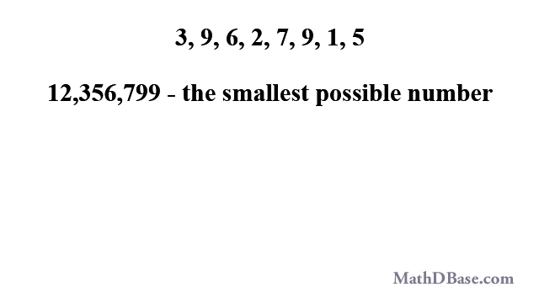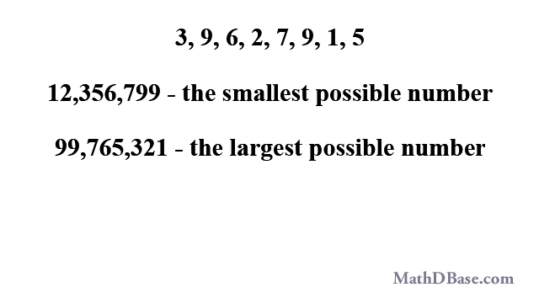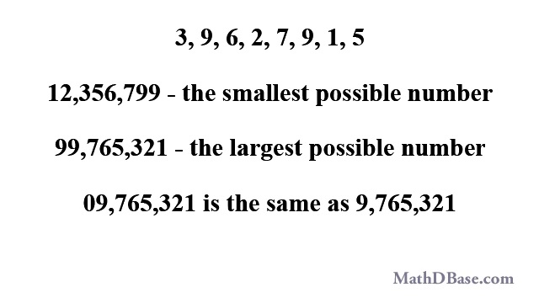To find the largest possible number, we reverse the process and make sure that the digits from higher periods and orders are larger than those from lower periods and orders. We would have 99,765,321.